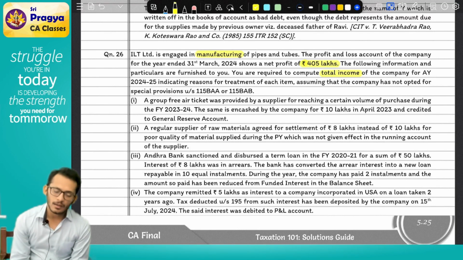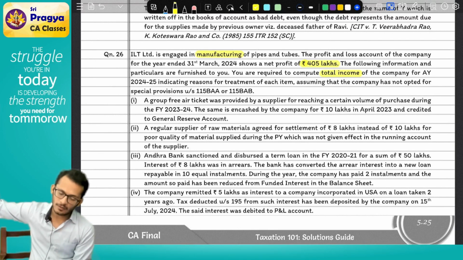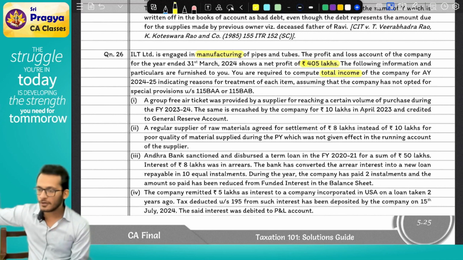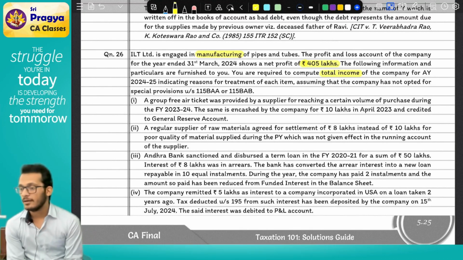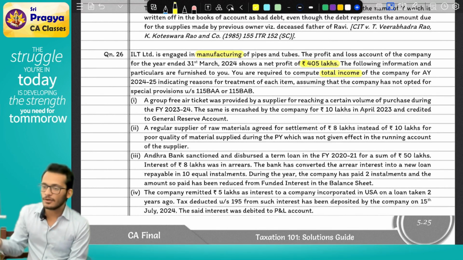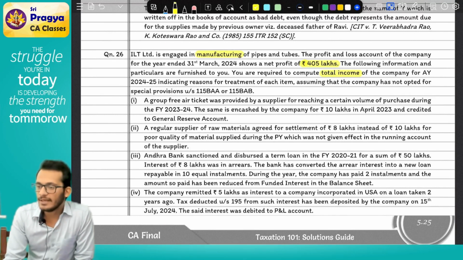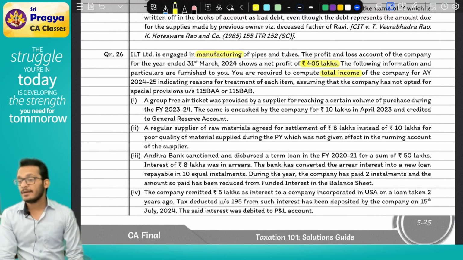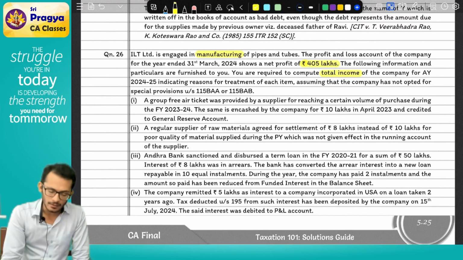First one, a group free air ticket was provided. First of all, hold. The profit and loss of the company includes a net profit of 405 lakhs. Then they say the following information and particulars are furnished by you. At no point of time have they told whether these items are already there in net profit or not there in net profit. Which means you need to read each and every item one by one, check whether it is there in net profit or not, and basis that you have to make a decision. Let's read the line properly.